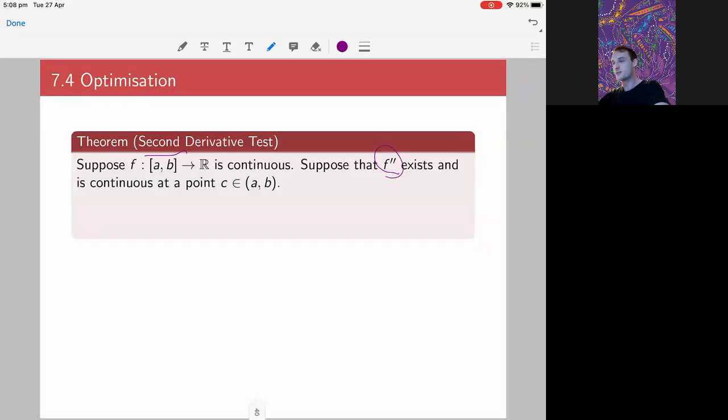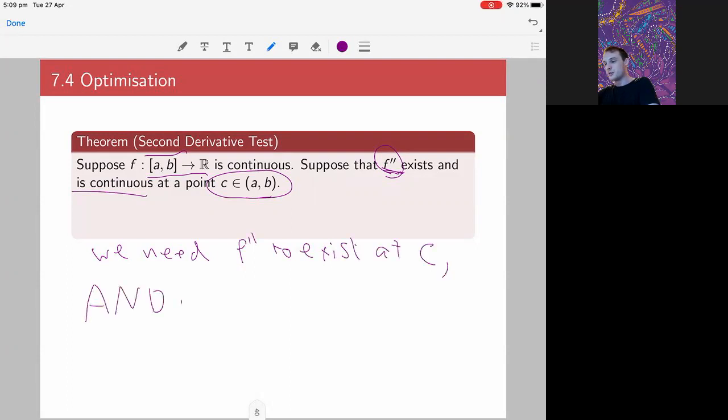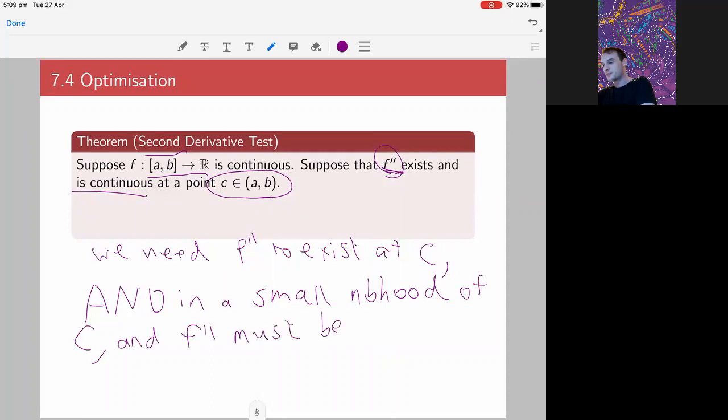So we're going to again suppose that we've got a continuous function on a closed interval. This time, we're going to assume that the second derivative exists everywhere. Sorry, no. For this test, we actually only need to assume that f prime prime exists and is continuous at a specific point. So what this means is that we need f prime to exist at c and in a neighborhood, potentially small neighborhood, of c, and f prime prime must be continuous here. So this is just a slight elaboration of what I'm saying with this sentence there. So we need it to exist at c, we need it to exist close to c, and we need that to be continuous.